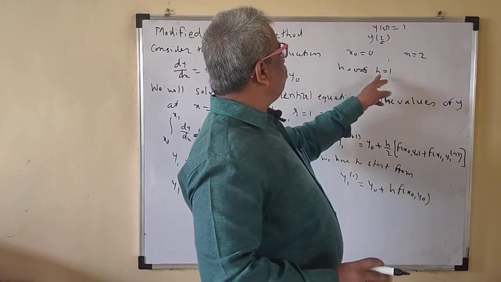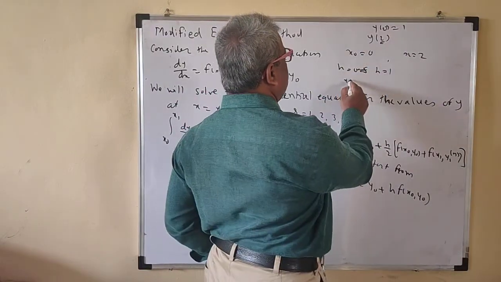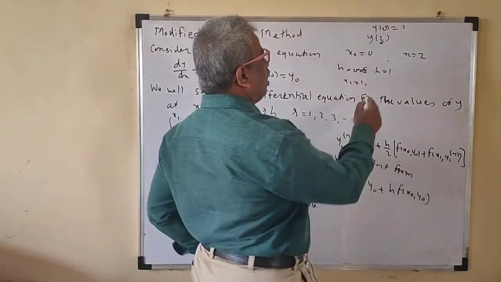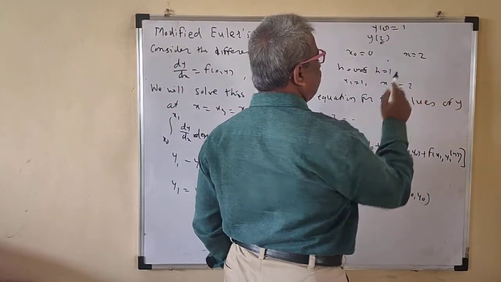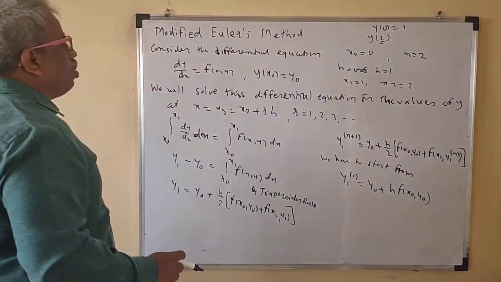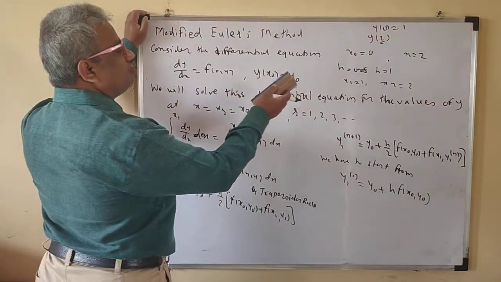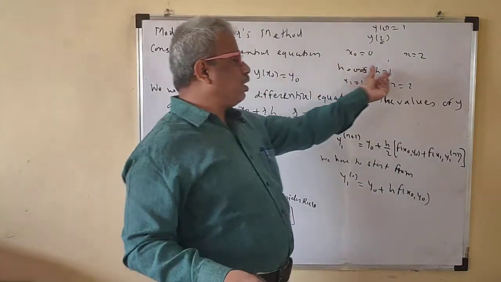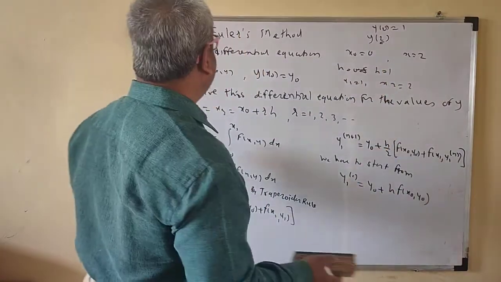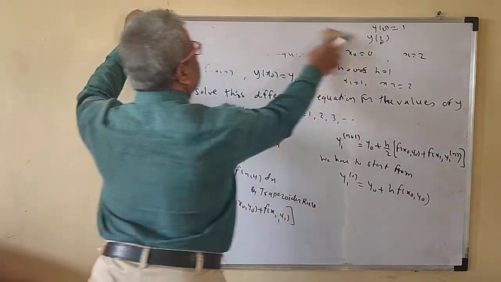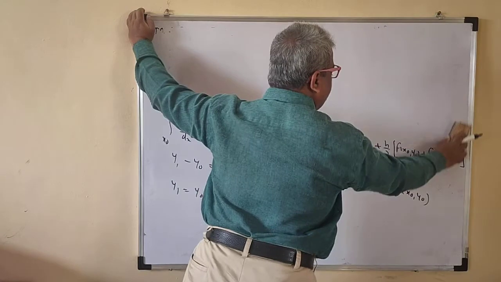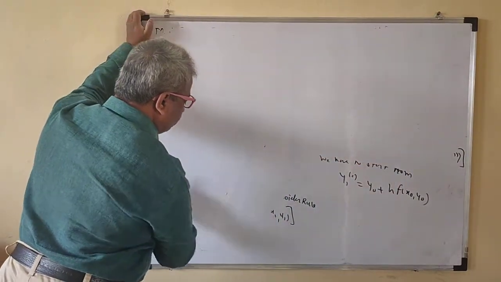Now with h equal to 1, x1 will be 1, and for y1 we have to do the iteration. Then x2 will be 2, and for y2 we also have to do the iteration. So we take h such that we get at least 2 intervals. We will choose the value of h that way. If the value of h is given, then no problem.